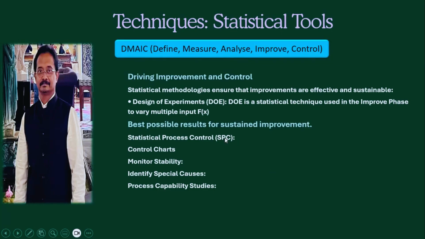Okay, so if you consider the SPC chart, which is a very powerful chart, we'll call it statistical process control. Especially in RCM, your statistical process control is going to give you high visibility and drive you to the expected outcome. We are going to see that in a very detailed practical way. Control charts, monitoring stability, identifying the special causes for the problem, and process capability studies. These are some of the methods we are going to see.